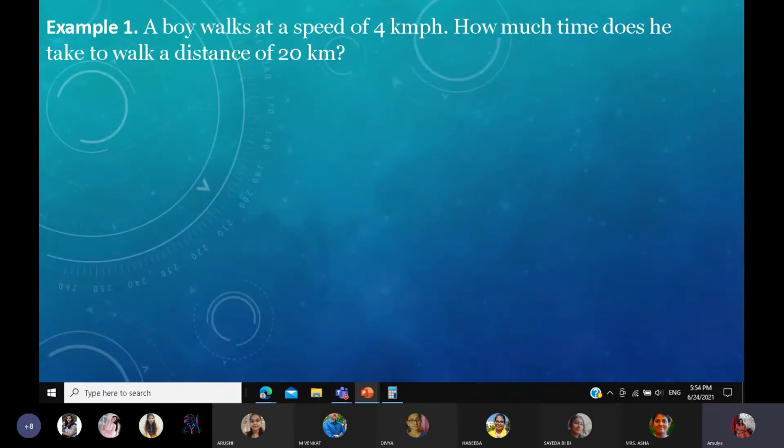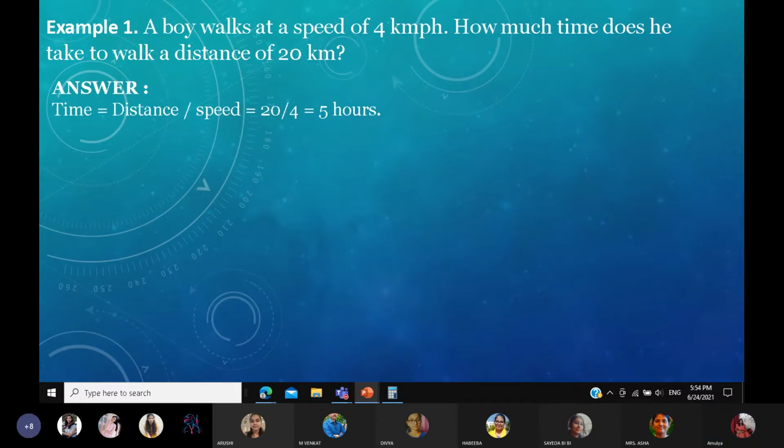Here's the first question. A boy walks at the speed of 4 km per hour. How much time does he take to walk a distance of 20 km? As we know the basic formula for finding time, we use distance divided by speed, where distance is 20 km and speed is 4 km per hour, and the time is 5 hours.